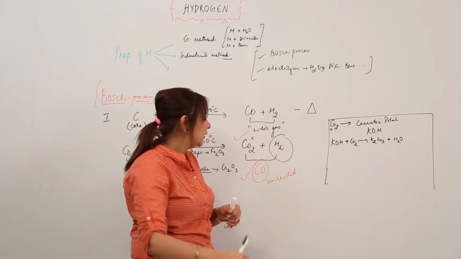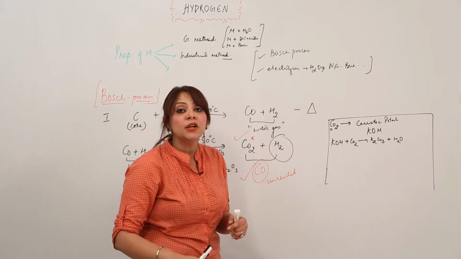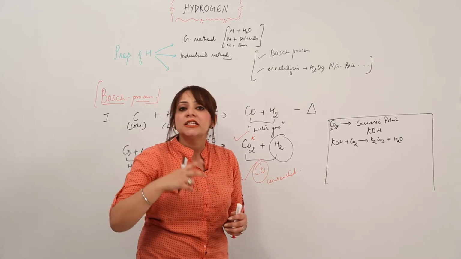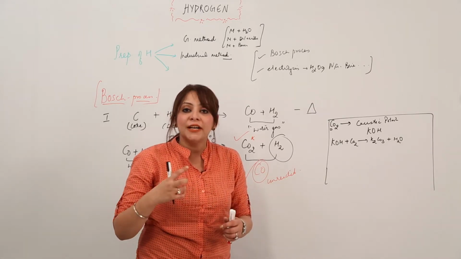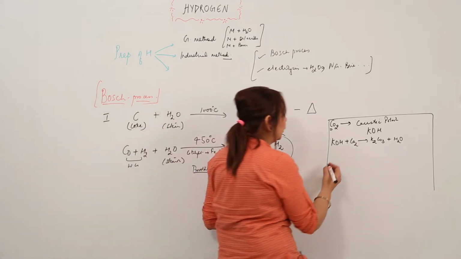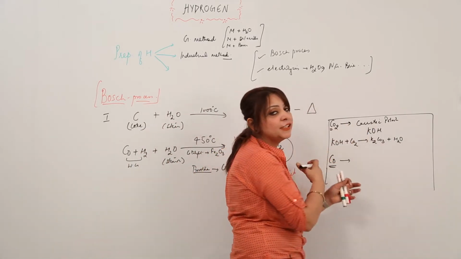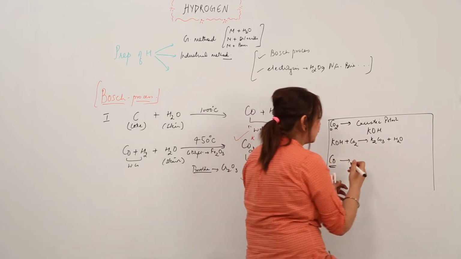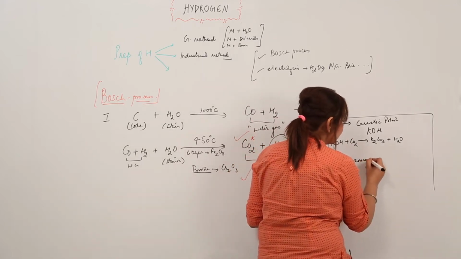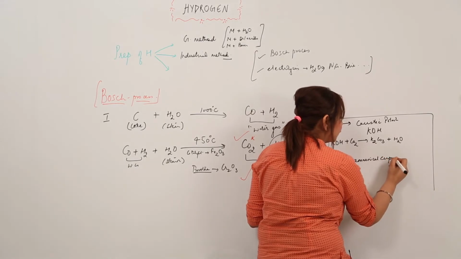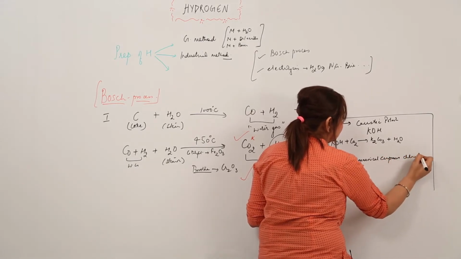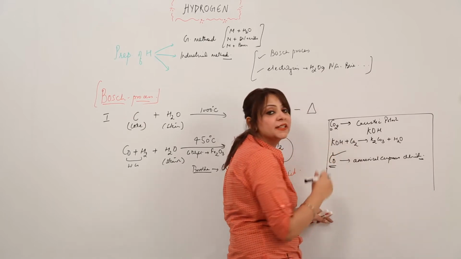Now the second impurity which we wish to remove is carbon monoxide, the amount of carbon monoxide that was left unreacted. So how is this carbon monoxide removed? Again, the mixture obtained after removing the CO2 is passed through a solution of ammoniacal cuprous chloride. This solution helps in removing the carbon monoxide.